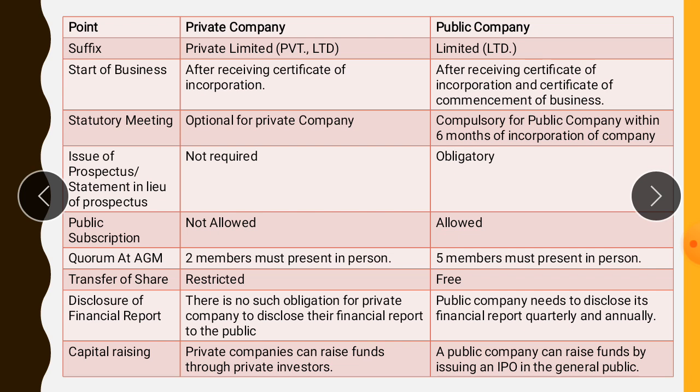Next, disclosure of financial report. There is no such obligation for private company to prepare a financial report and publish for the general public. But in case of public company, it is compulsory for them to prepare financial report and disclose to the general public quarterly and annually. Next, capital raising. Private company raise capital from their friends and family members or private investors, while public company can raise funds from general public by issuing IPO, that is initial public offering.